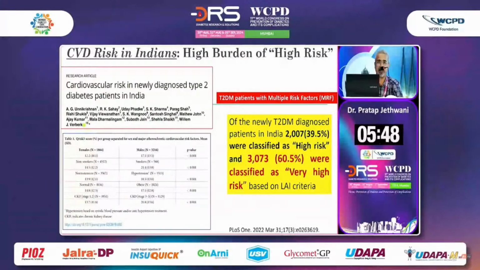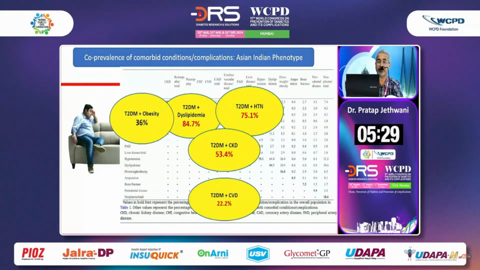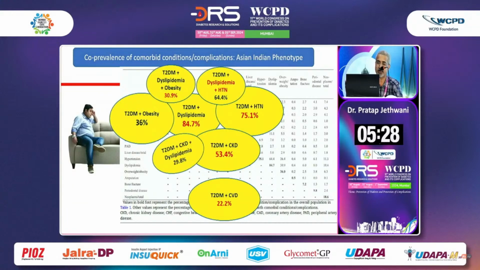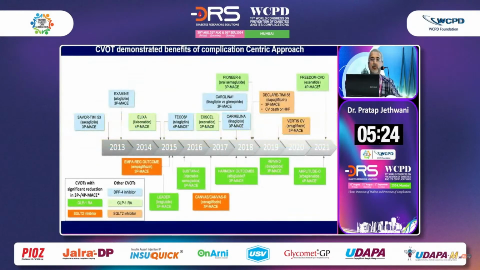And we Indians have a high burden of ASCVD. This is the data from the multiple risk factors trial carried out in India. 39.5% have high risk, 60.5% have very high risk as per the Lipid Association of India criteria. And these are the multiple combinations which are there in our type 2 diabetic patients, which we encounter in our routine clinical practice.